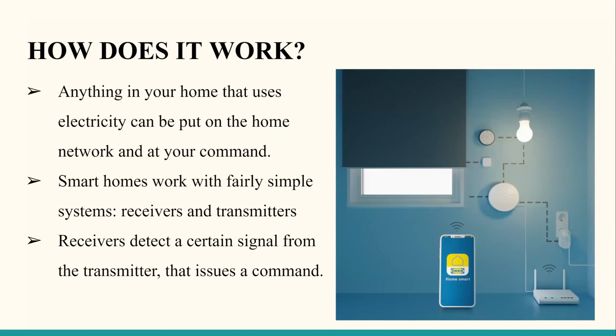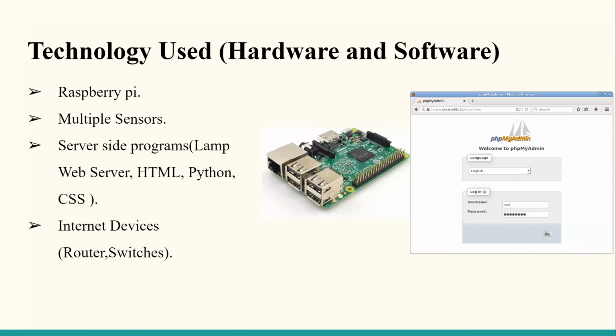So how does it work? Anything in your home that uses electricity can be put onto the network and at your command by either voice command, remote, or the computer. A smart home works with fairly simple systems, which are receivers and transmitters. When the receivers detect a certain signal from the transmitter that issues a command, for our project, it will be a command to the Raspberry Pi.